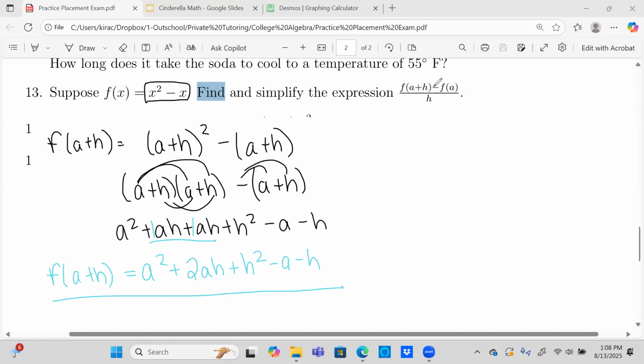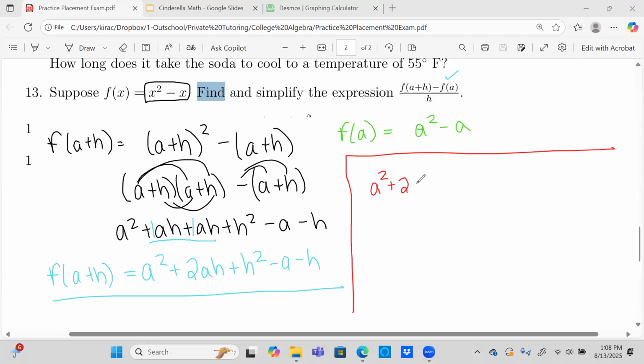And now look back to the original question. We also just need f of a. So now let's do f of a. So wherever you see x, put a. So that would be a squared minus a. Okay, that one's a lot easier. Now, the actual question says to do f of a plus h, so the blue answer, minus the green answer.